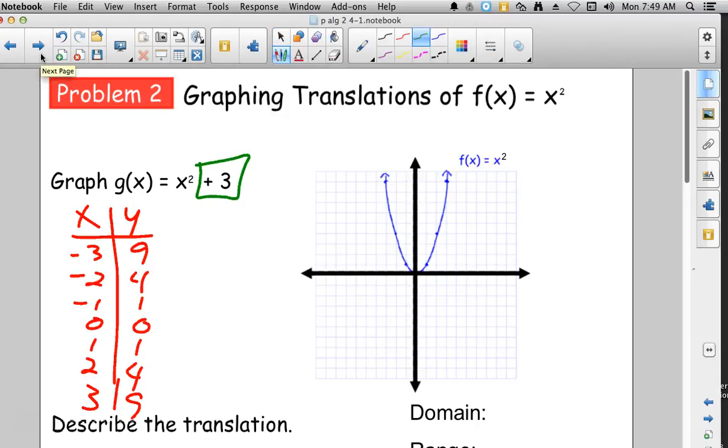Is that an h or is that a k? It is a k. There's no parentheses. Remember, to be attached to the x and switch this right or left, it has to be in parentheses and attached to that x. So that 3, that k value of 3, what's that going to do to the graph? It's counting. All we're going to do is pick some points here and move them up 3.